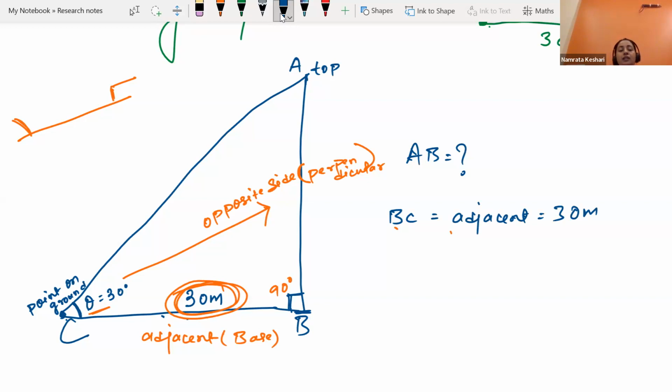We have to find the height of this tower. That means we have to find AB. What is AB? According to this angle of 30 degrees, AB is the opposite side. Now this part you have to find. Now you have BC, you have AB, and you have 30 degrees. Which trigonometric ratio can be used so that adjacent, opposite and the angle 30 degrees all come in that ratio?